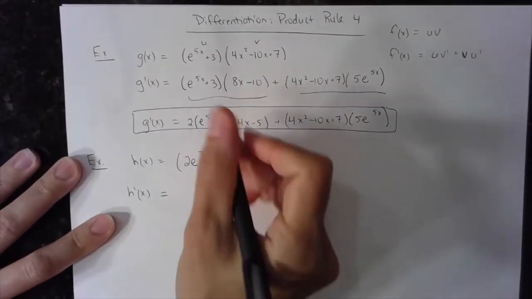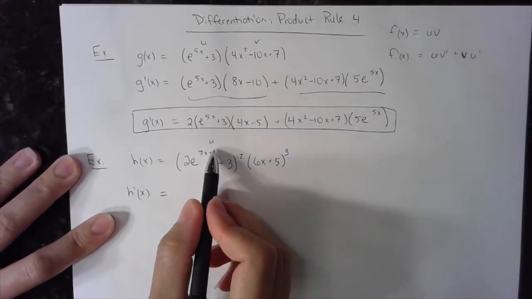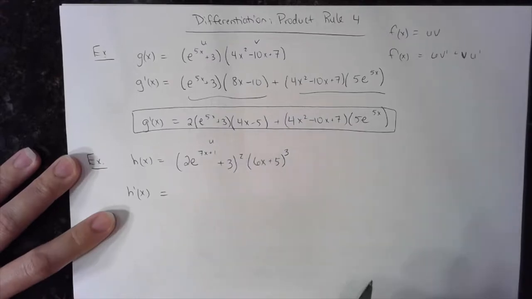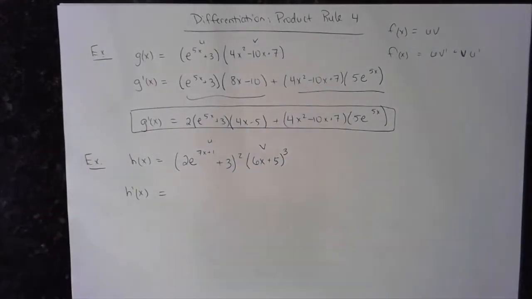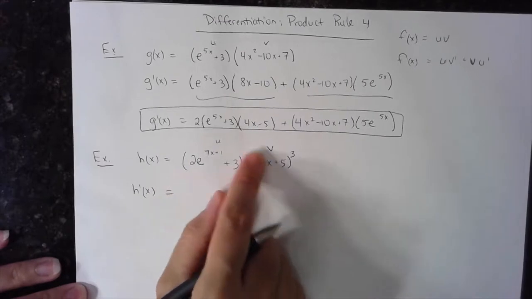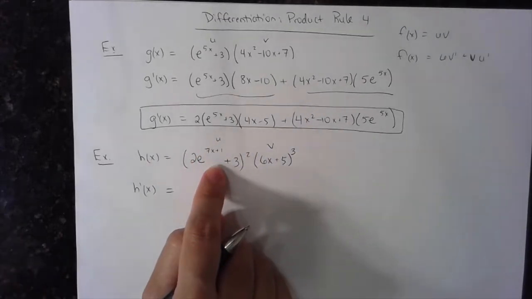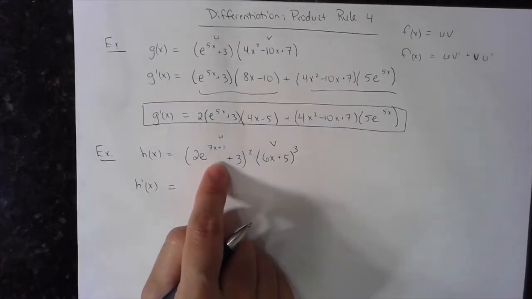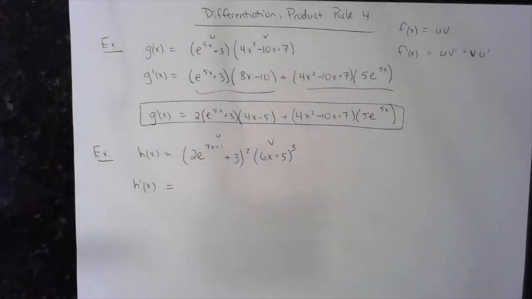Now, this whole thing is my u. This whole thing, this 2e to the 7x plus 1 plus 3 squared. And this whole thing is my v, 6x plus 5 to the third. So this is a very, very advanced type of chain rule case, okay? And if you're confused when I do it here, I want you to go back and review your chain rule with my advanced situations, okay? But we got this. Here we go.